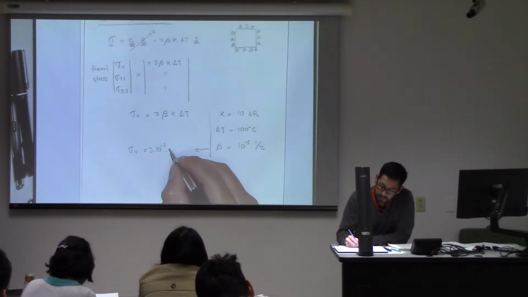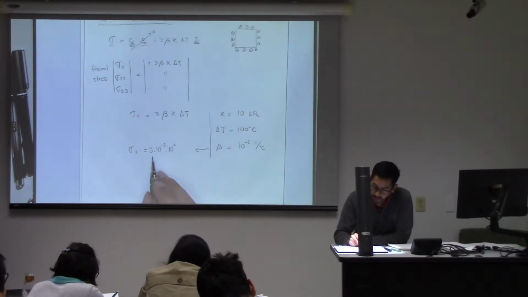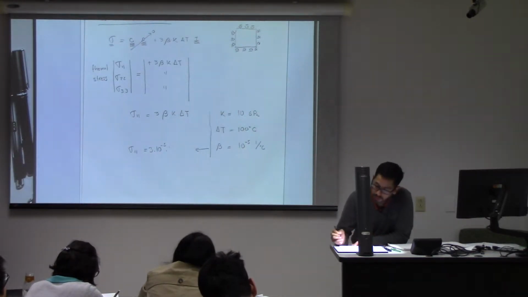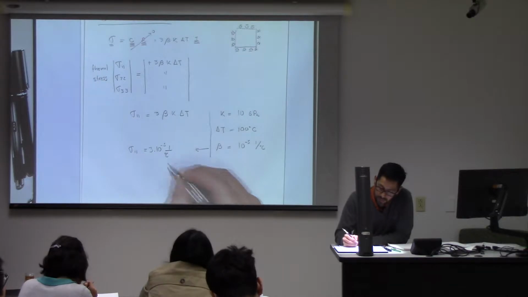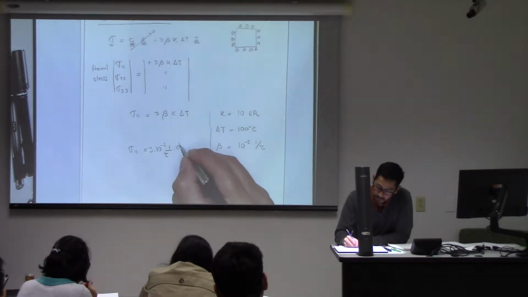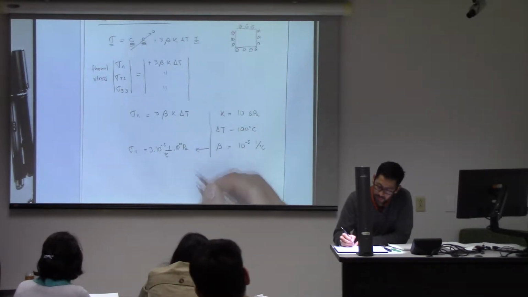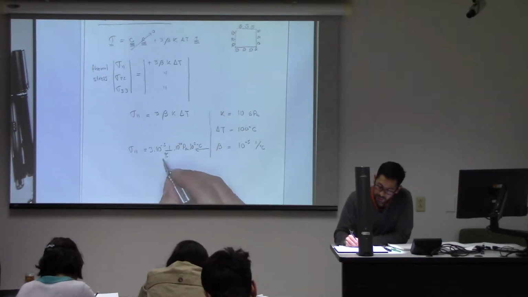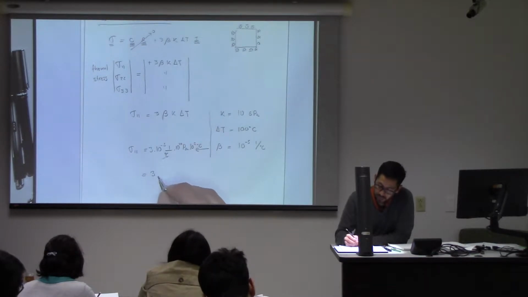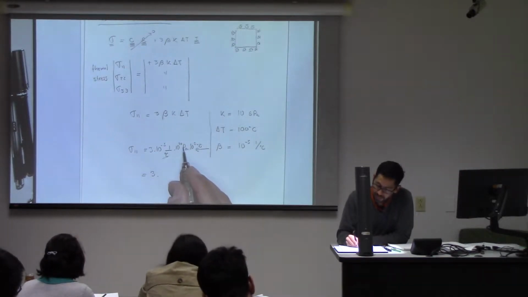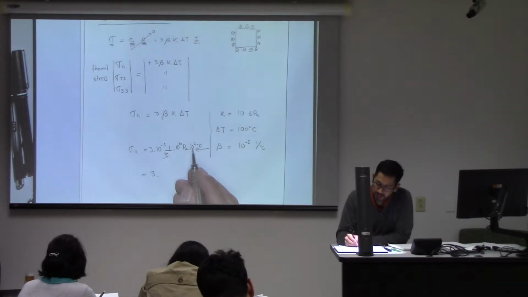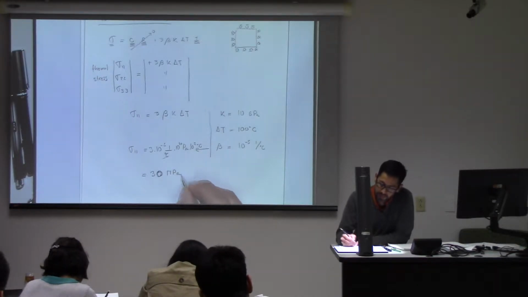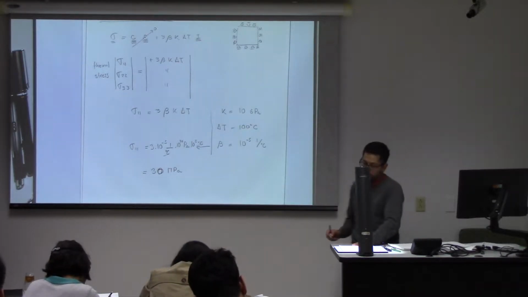Three times. So I have the beta. I'm missing the k. So k is 10 to the 10, right? Pascal, and this is 10 to the 2 degrees centigrade. So what do I get? So minus 5, plus 5, plus 7, right? So 3 times 10 to the 7, so that's equal to 30 MPa.